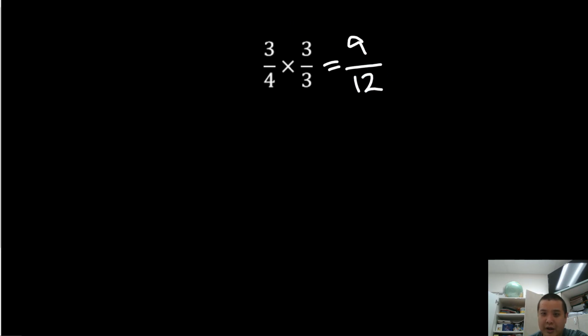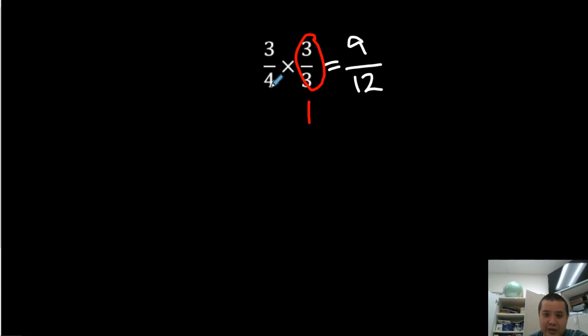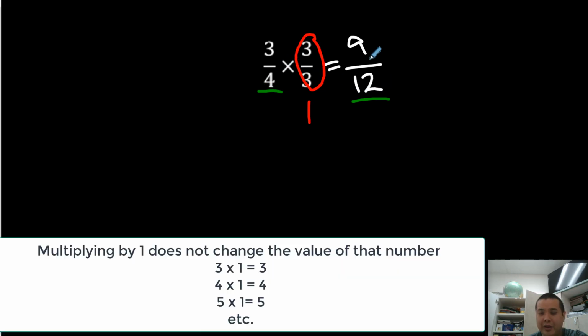Notice that this part right here, this 3 over 3, is actually 1, because this is 3/3. And 3 parts of 3 is 1 right here. So we're just multiplying by 1. So actually, this 3/4 right here is going to have the same value as our final answer of 9/12, because by multiplying by 1, we get the same thing back.